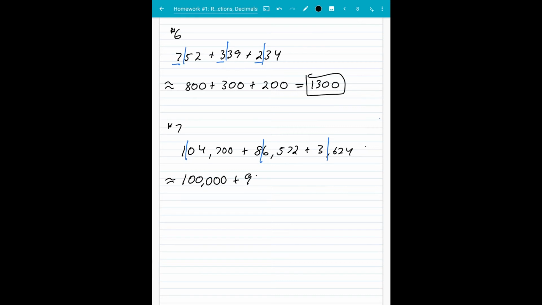86,572 would round to 90,000. And 3,624 would round to 4,000. All of that added up together comes out to 194,000. So as estimation, usually whenever you're estimating things of this nature, like this one isn't too bad.